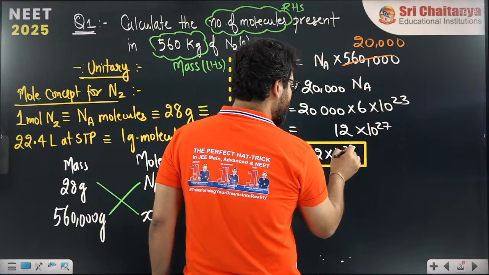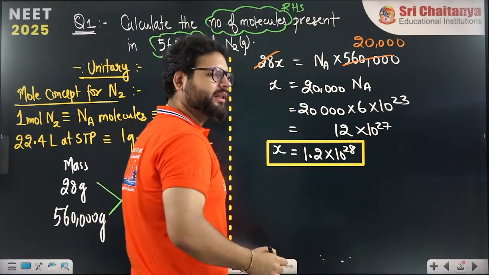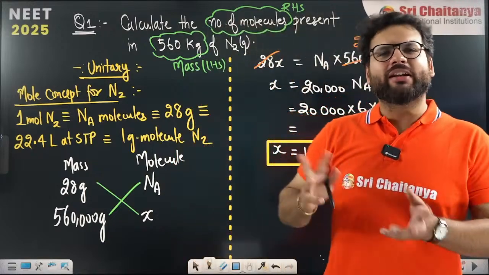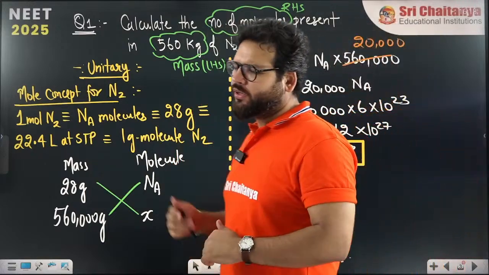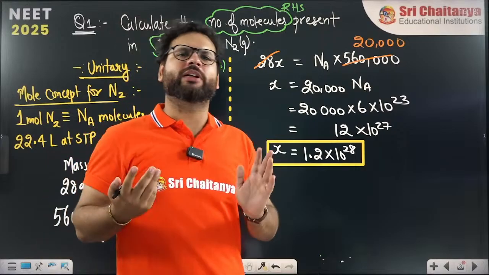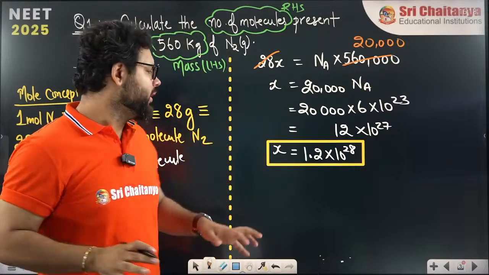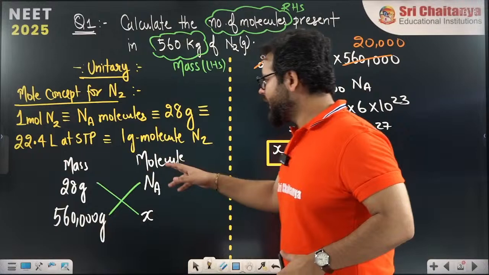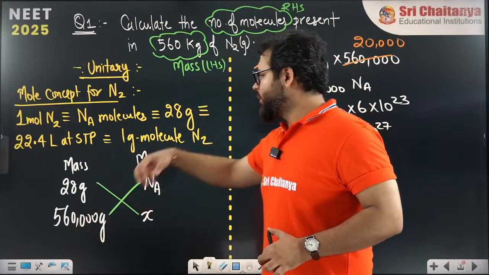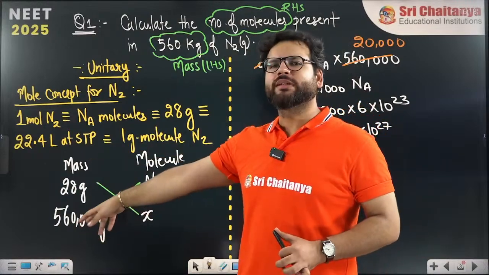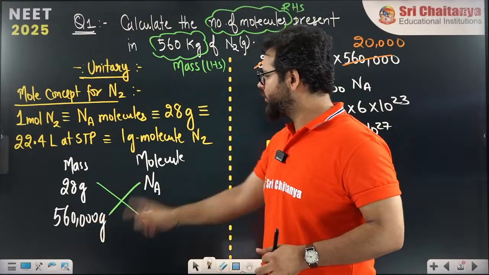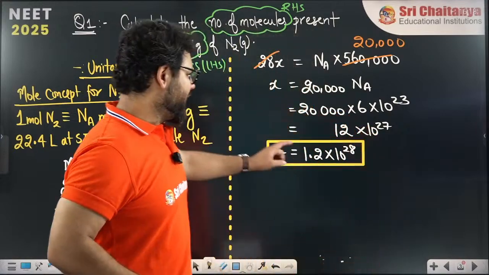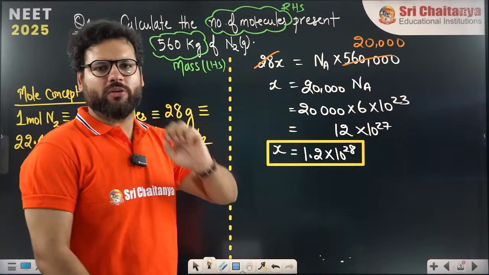I hope it is clear to all of you how to use the unitary method. Keeping on left and right hand side, if you feel there is a problem, you can use this method also, crisscross method you can call it. This is unitary method only. So when molecules are Na, mass was 28. When molecules are X, mass is 560,000, cross multiply. And we get X as these many molecules.